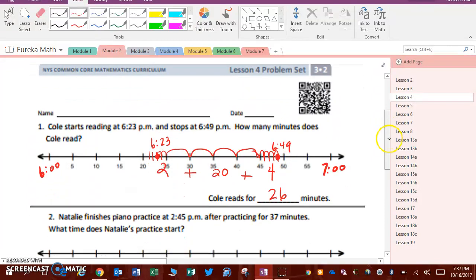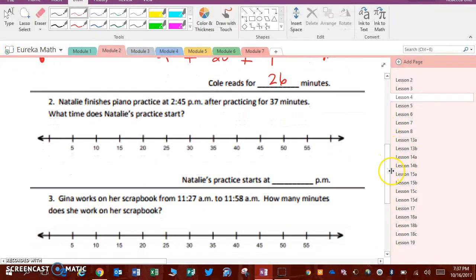Let's try the next one. All these problems are a little bit different. Natalie finishes piano practice at 2:45 p.m. after practicing for 37 minutes. What time does Natalie's practice start? So in this case, we don't have that start time. We have the finish time and how long she worked. So we're going to have to count backward on this.